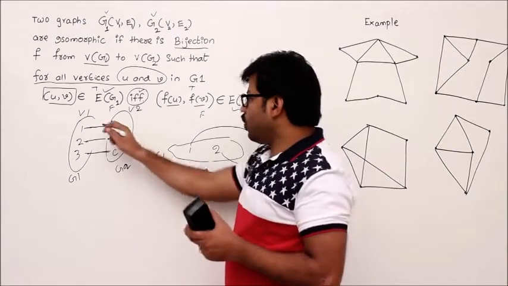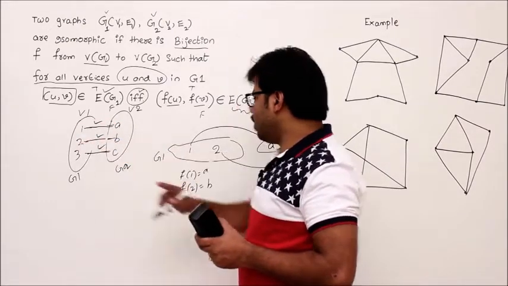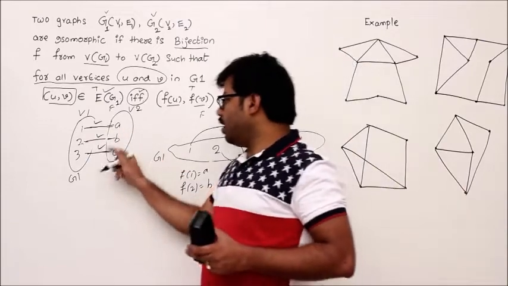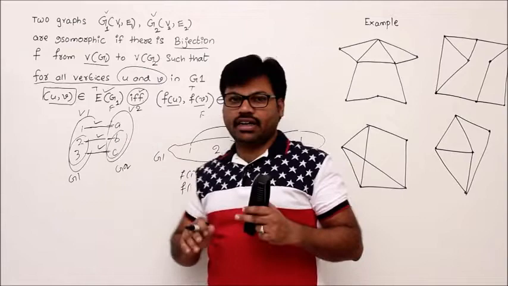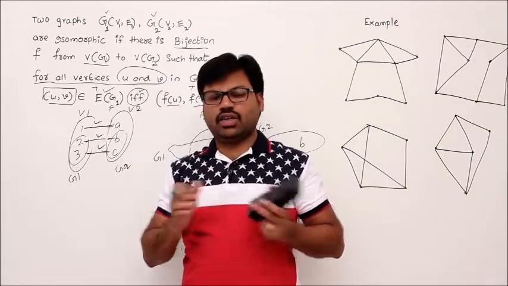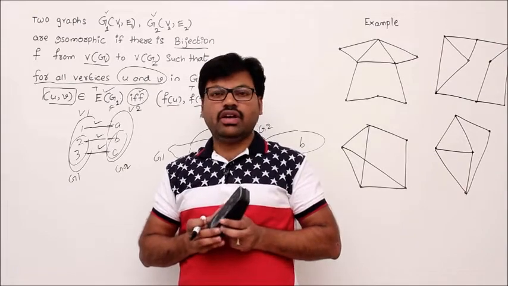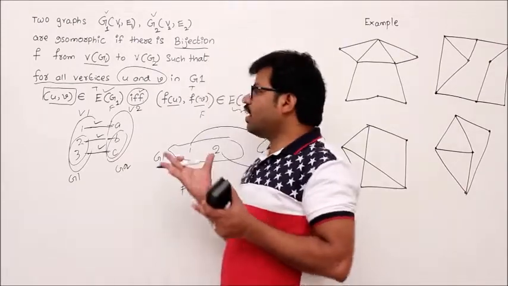That means if you can show this kind of function where, whenever 1 and 2 are connected, a comma b should be connected, and whenever 2 and 3, let's say, are not connected, b comma c should not be connected. If you show such a function, then we say that two graphs are isomorphic. But how to get that function is up to you. Now, what is the difficulty in this isomorphism?